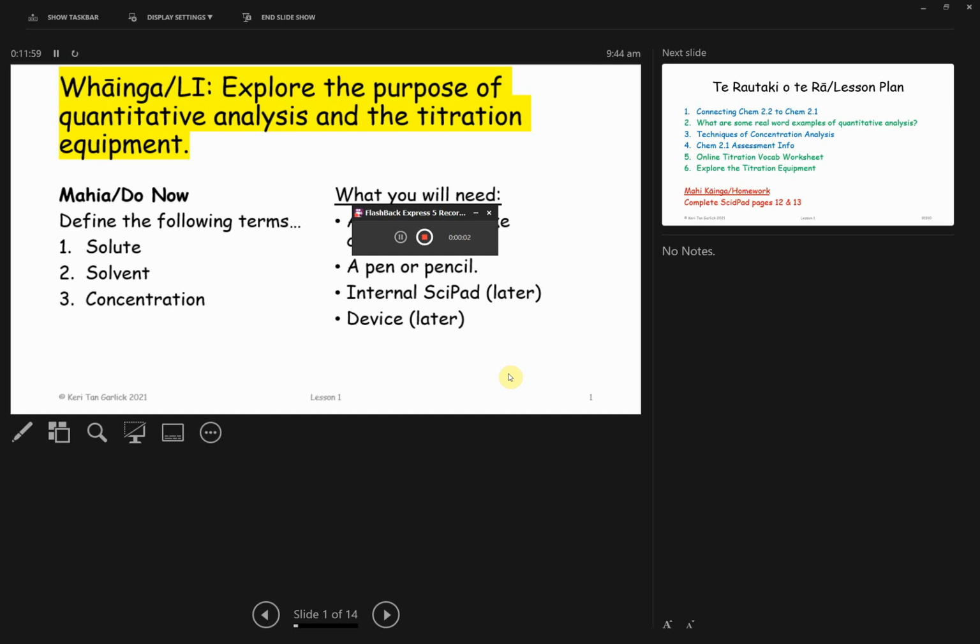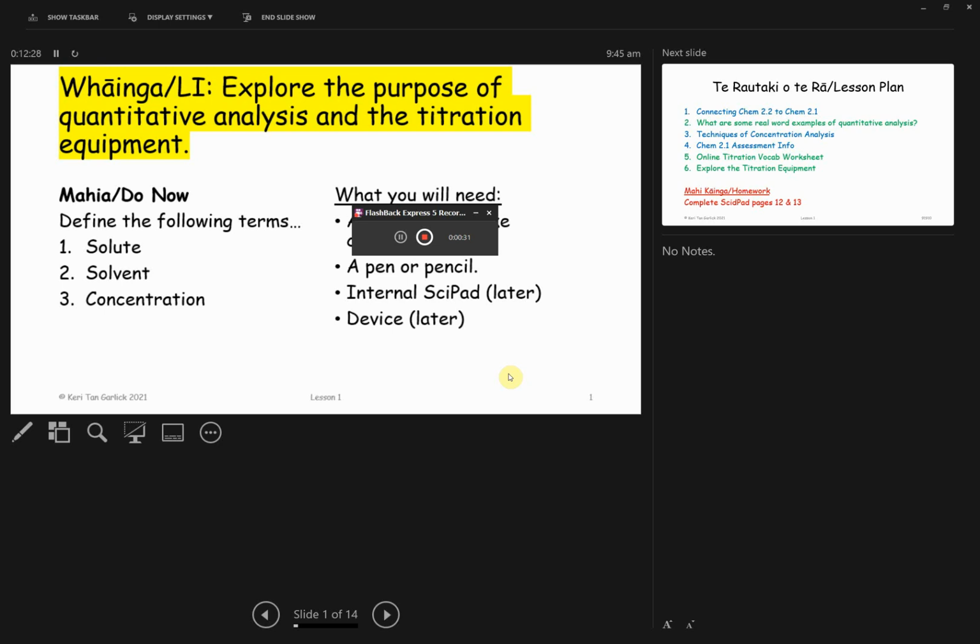Cool. Okay, so we'll see how far we get today, because it's a bit of a chunky lesson. I want to start introducing our next internal, which is on quantitative analysis. Sounds very similar to what we just did, because the word we were thinking about last topic was qualitative. This one is quantitative, so I want to go through the purpose of it, and then also start showing you guys the titration equipment, which is how we're going to be able to quantify things.